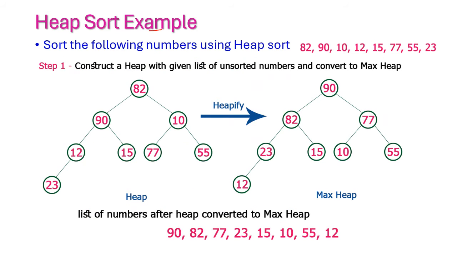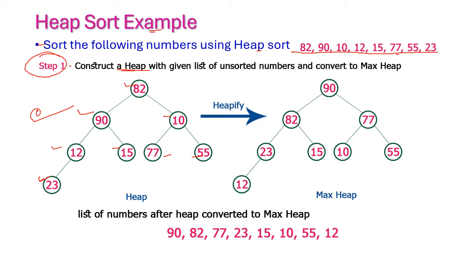And now let us see one example for this heap sort. So sort the following numbers by using heap sort, right? So the given numbers are 82, 90, 10, 12, 15, 77, 55 and 23. So with these given numbers, the first step is we need to construct the binary tree, that is a complete binary tree. Okay. So 82, 90, 10, 12, 15, 77, 55 and 23. Likewise, from left to right, we need to construct the complete binary tree. So the first step is over.